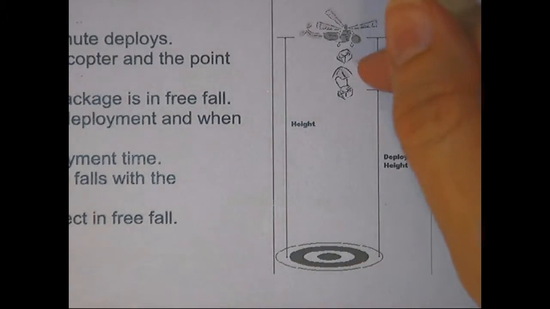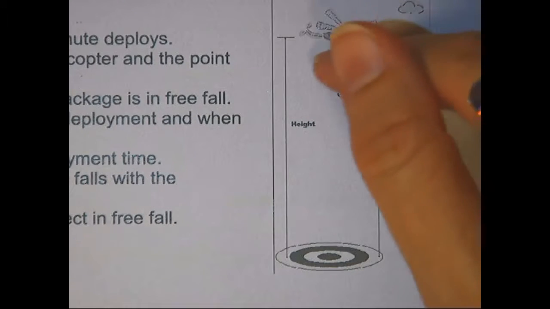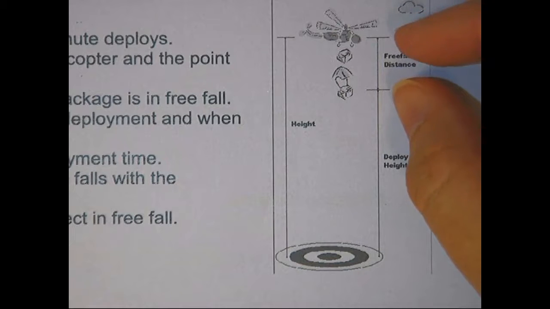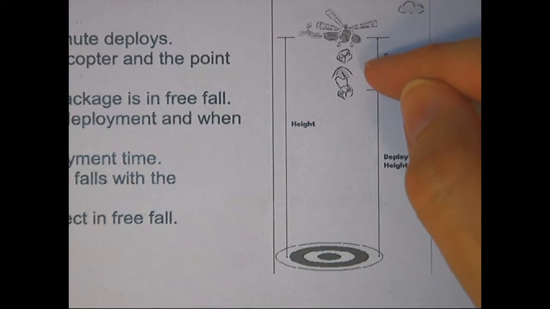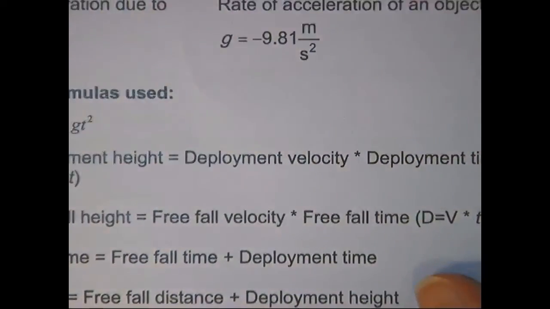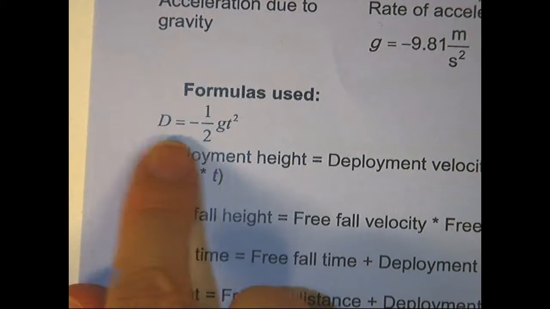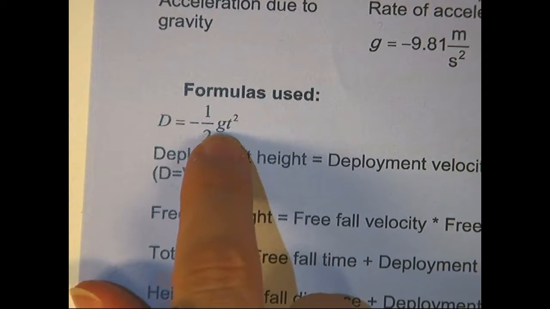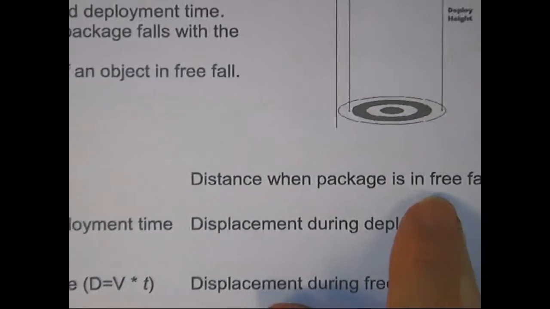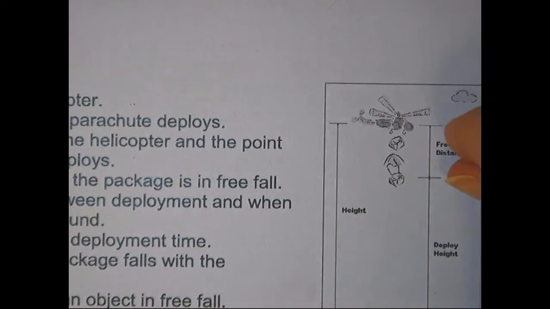When the package first is dropped from the helicopter, from here to here, the parachute is not open. So here, it's just falling in free fall. That is this formula right here, where the distance is just related to gravity and time. And it tells us that that is the distance when the package is in free fall. So here it's just the 1/2 gt squared.